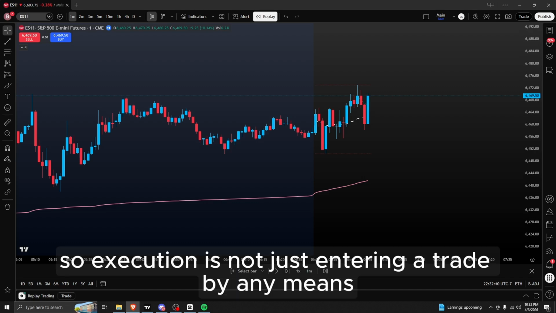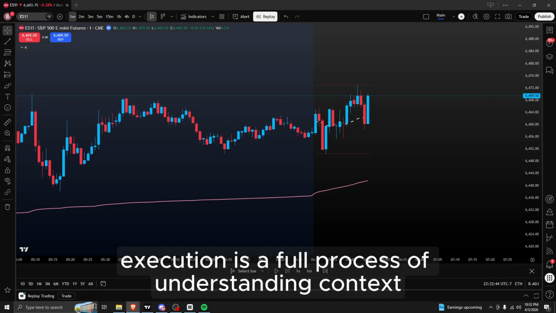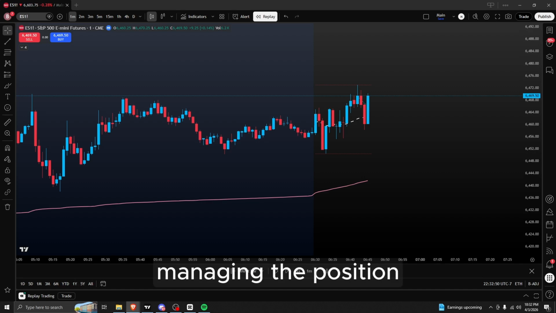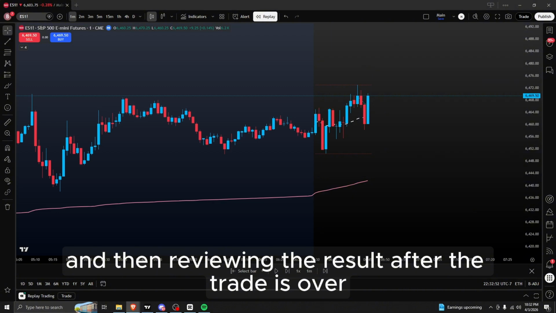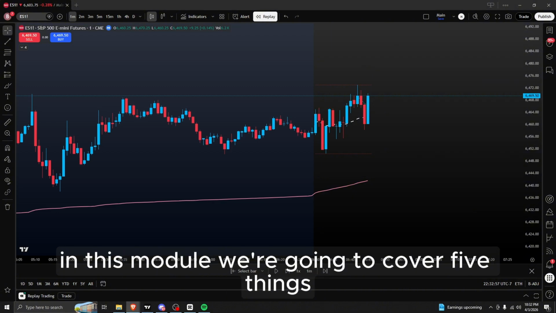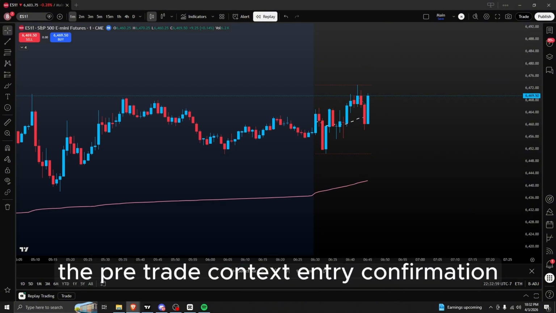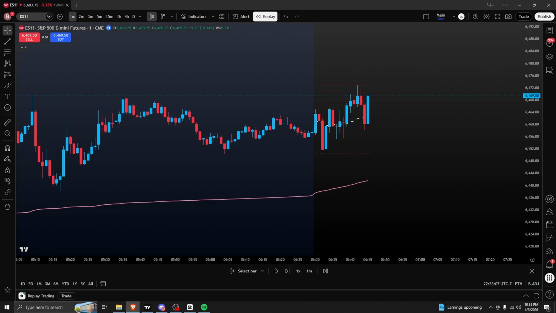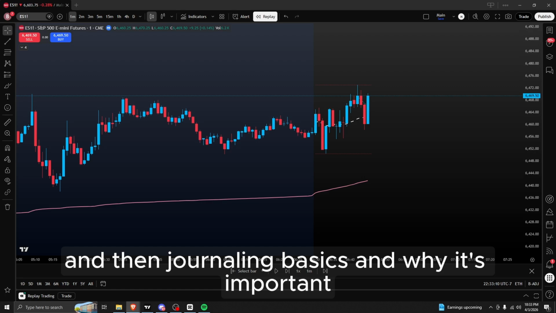So execution is not just entering a trade by any means. Execution is the full process of understanding context, waiting for confirmation, defining risk, managing the position, and then reviewing the result after the trade is over. In this module, we're going to cover 5 things: the pre-trade context, entry confirmation, risk and invalidation, trade management and exits, and then journaling basics and why it's important.